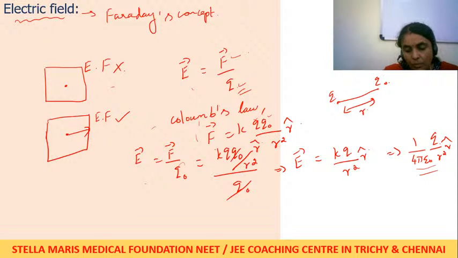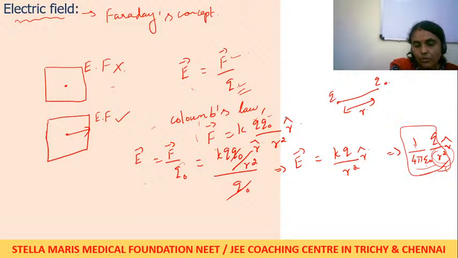If the problem is based on electric field, you should use this formula, 1 by 4 pi epsilon naught q by r squared into r cap. If the distance r is given, you should use this formula to find out the electric field value. Shall we move on to the next one? Or if you have any doubt, tell me in the comment.